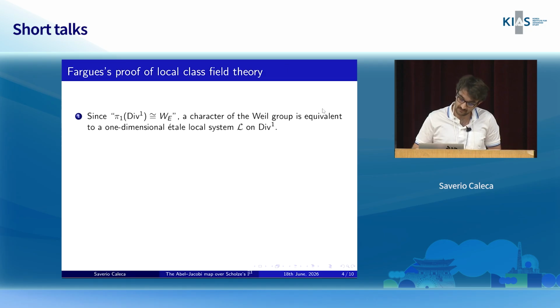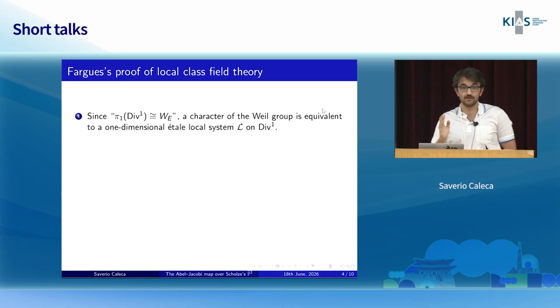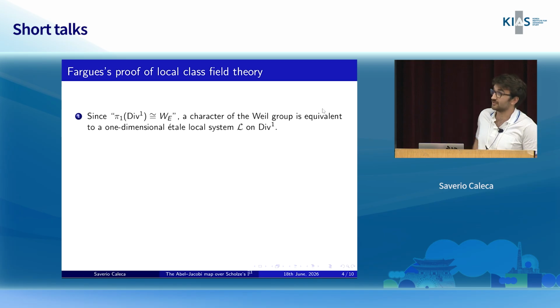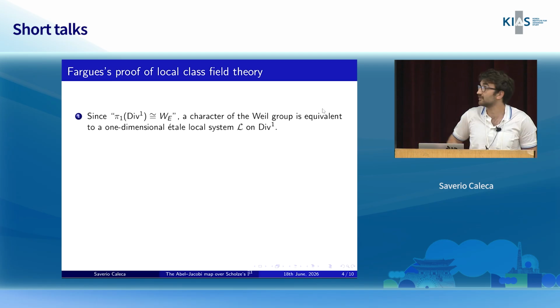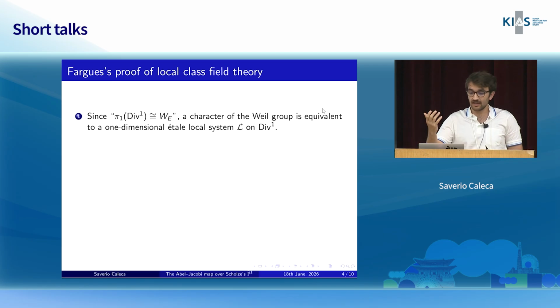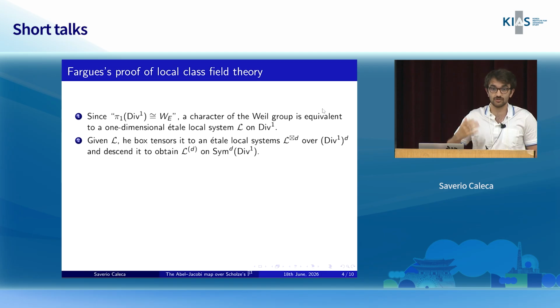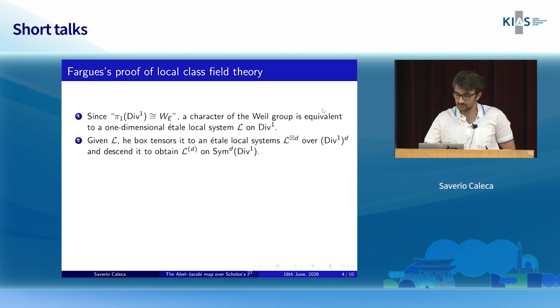So let's recall for a second Fargues' proof in steps, although in a worse way than Minja did yesterday. Since pi_1 of Div^1 is the Weil group of E, still a non-Archimedean field, we get that any character of the Weil group is equivalent to a one-dimensional local system on Div^1.